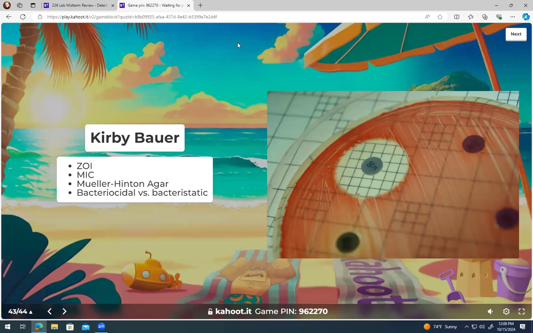Mueller-Hinton agar, we use it because it has even thickness and the pH is balanced so that we can let the antibiotics diffuse the way they're supposed to, and be compared from plate to plate because it's not different thicknesses and things like that.